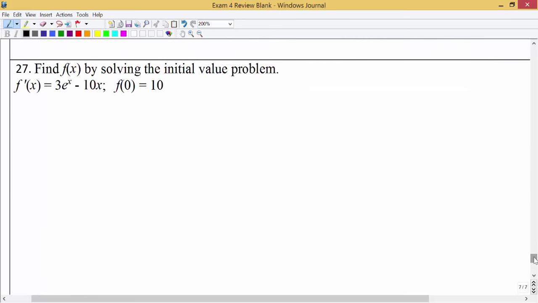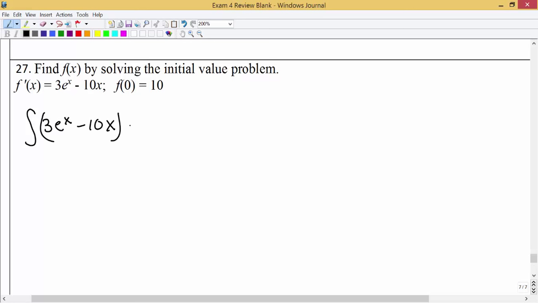All right, number 27, we're asked to do the same thing. We're asked to solve the initial value problem. If we are given the derivative of the original function, so we're told that f prime of x is equal to 3 times e to the x minus 10 times x. And we're also told that if a 0 goes in place of x, that a 10 comes out as output for y. So since this is the derivative, we want to find the antiderivative.